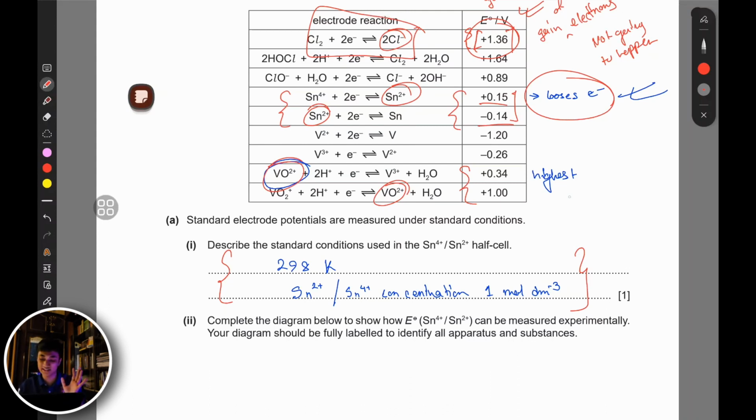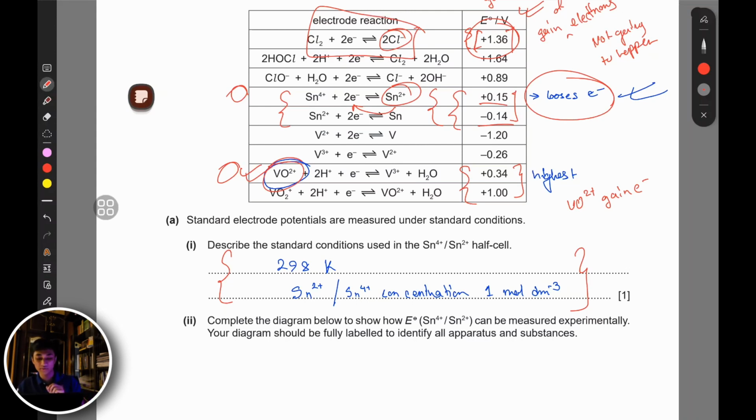So in either case, VO2+ is going to gain electrons because it has a greater electrode potential in either of the cases, whereas Sn2+ is supposed to lose electrons. In which case is Sn2+ losing electrons? This case. In which case is VO2+ gaining electrons? In this case. So the equations that we choose are going to be this and this. Fair enough. So we now know the equations.